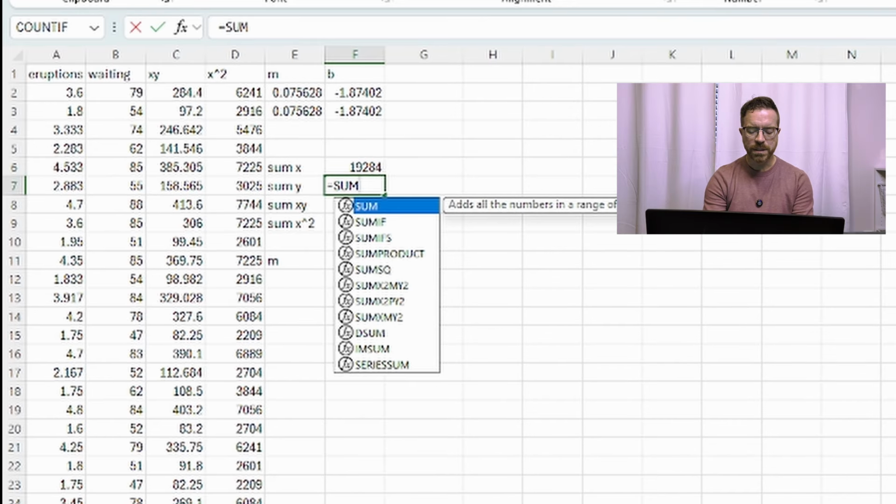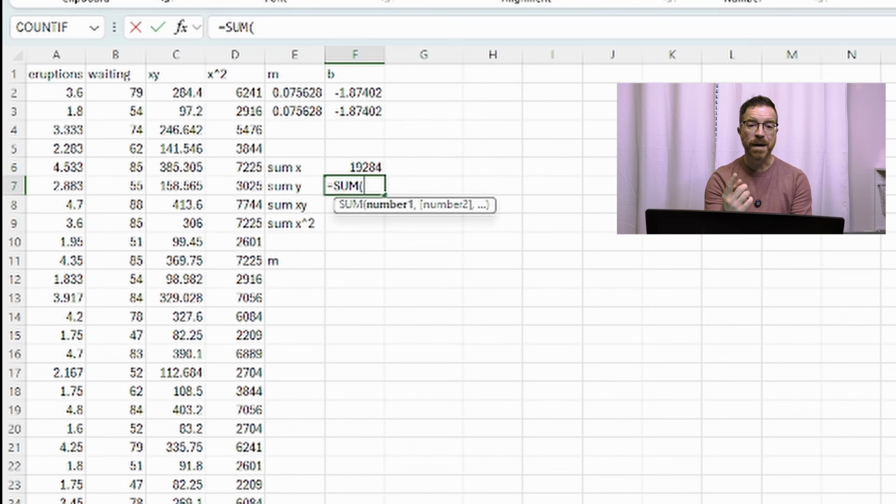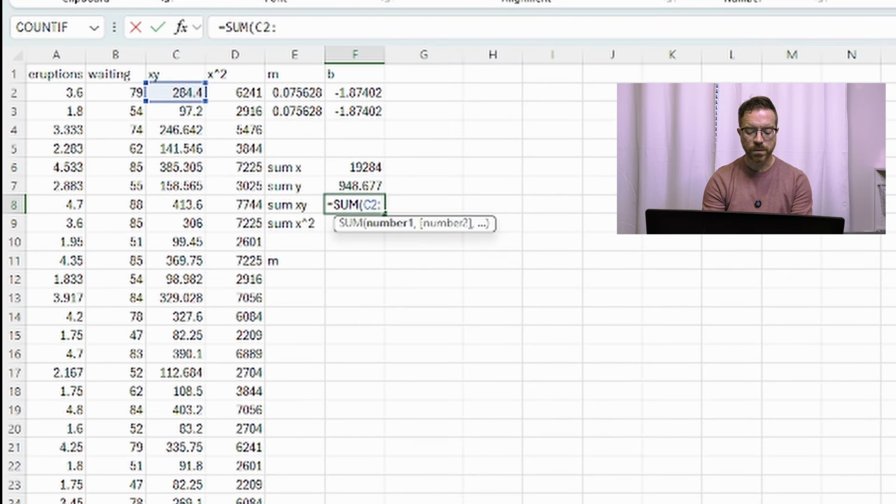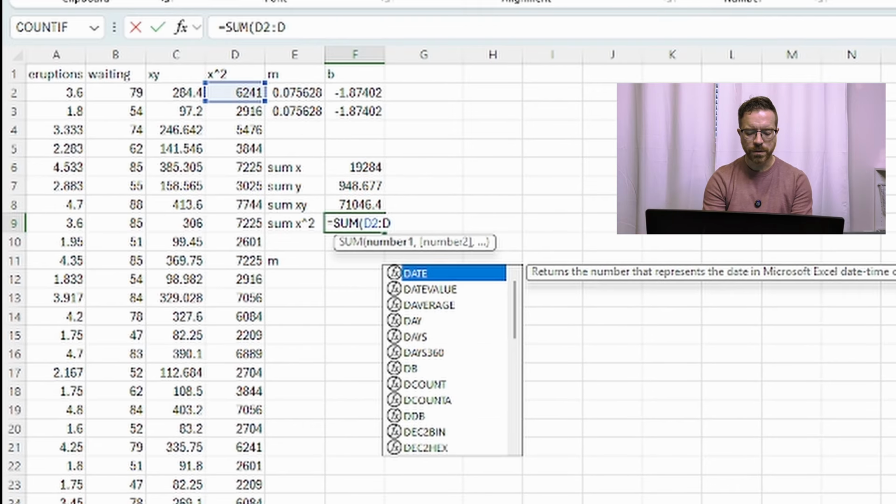And then I'm going to do the same thing for my y values. It's going to equal SUM, open parentheses. In this case, it's my A column, so it'd be A2 through A273. Next, I'm going to do the sum of my x, y values. This is going to be equals SUM, and that's going to be my C column, so C2 through C273. And then I'm going to find the sum of my x squared values, which is going to be my D column. It's going to be equals SUM, and then D2 through D273.